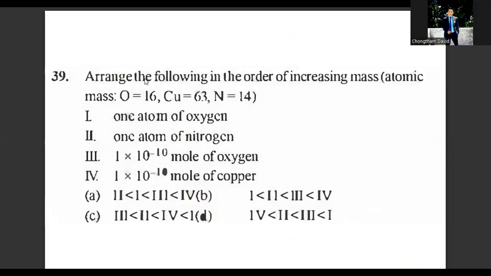Following the same formula, the mass of Avogadro's number of nitrogen atoms would be 14, and the mass of one atom of nitrogen would be 14 divided by Avogadro's number. Similarly, the mass of one angstrom of oxygen would be 1.6 into 10 to the power minus 10, and one mole of copper is 63, one mole of oxygen is 16, and one decimolar concentration of copper would be 63 into 10 to the power minus 10. So do the arrangement for question number 9.